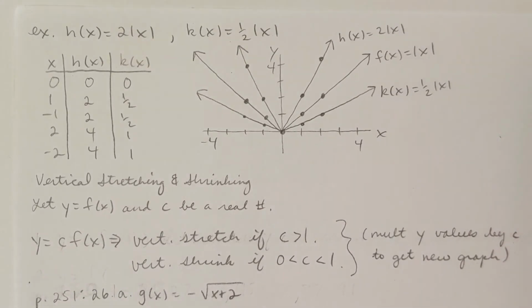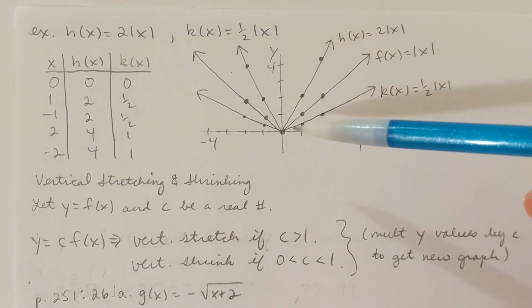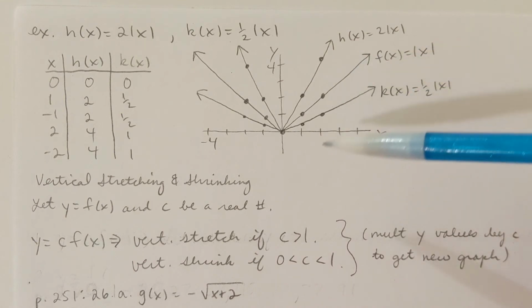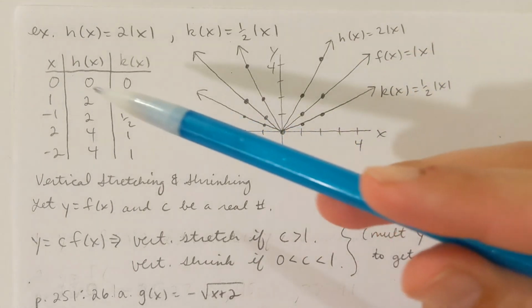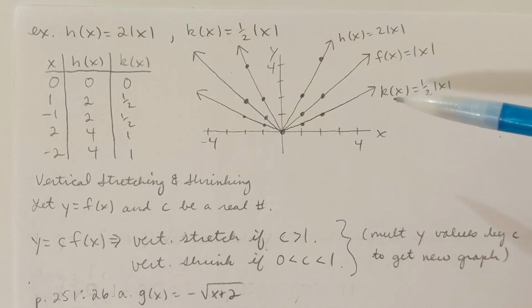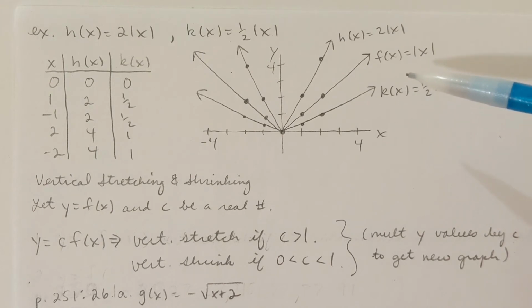Next problem, h of x is equal to 2 times the absolute value of x, and k of x is equal to 1/2 times the absolute value of x. I'm going to graph h and k on the same quadrant, and here are the x values I'm going to use. I'm also going to graph y equals f of x. Y equals f of x is the absolute value function, f of x equals the absolute value of x.